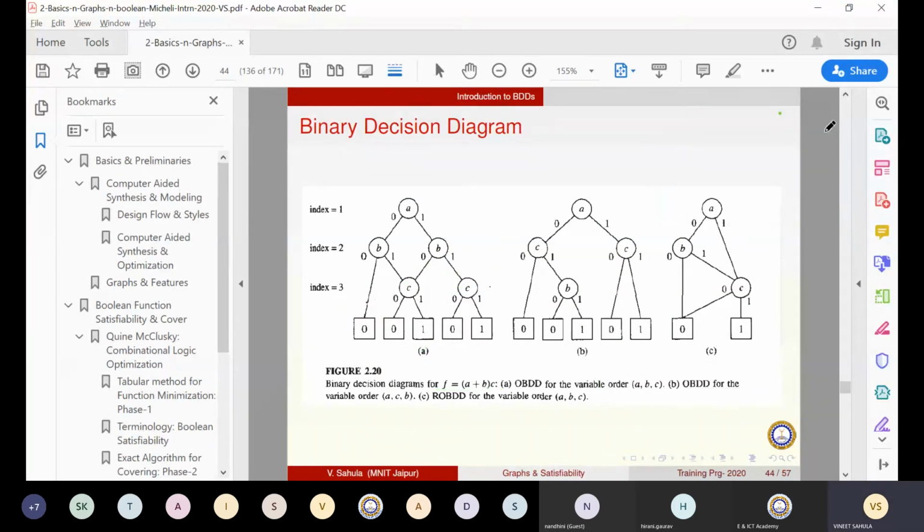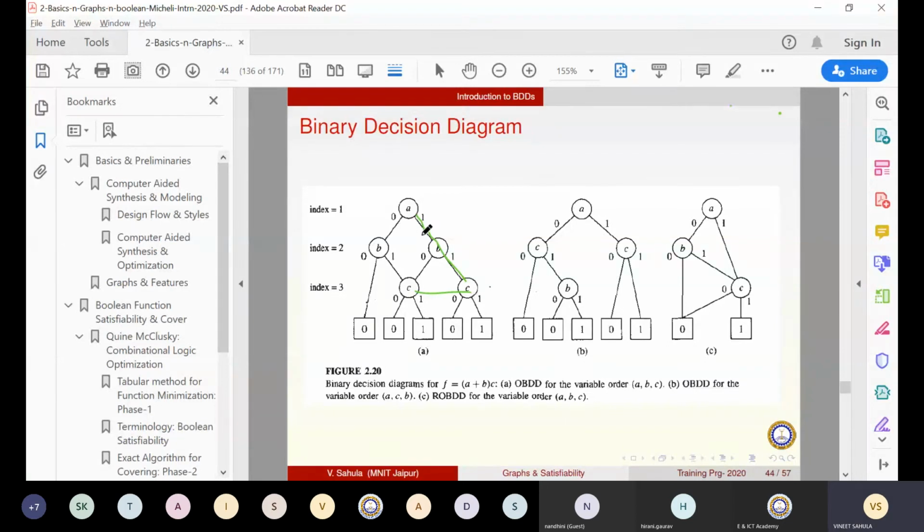If you remove that parent, it makes no difference. So the parent is removed. From A1, the thing will directly come to C like this. And because these two Cs are the same, we have merged both of them.